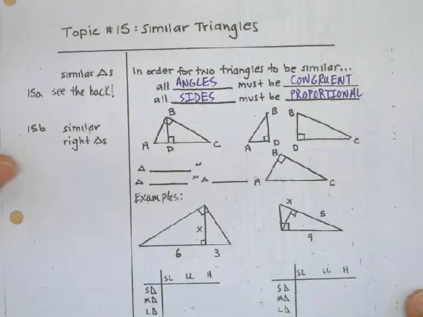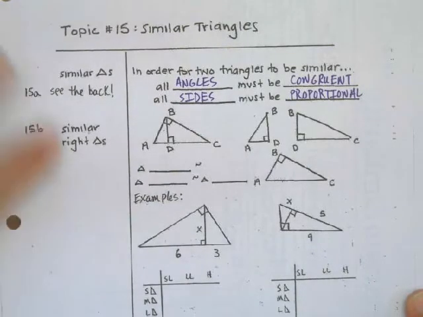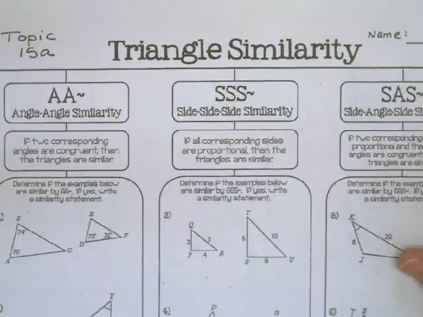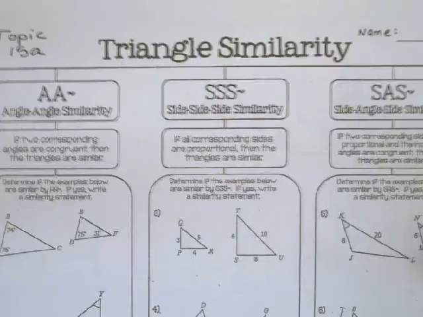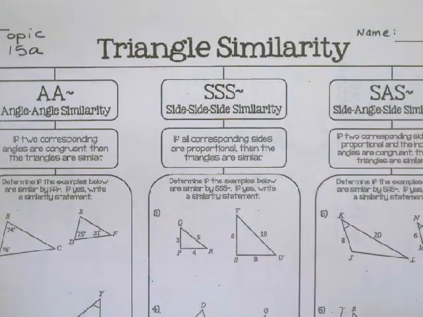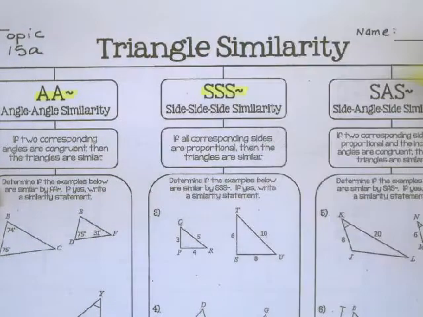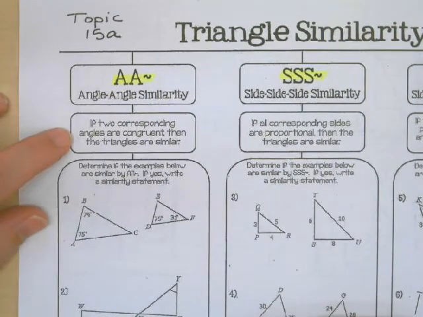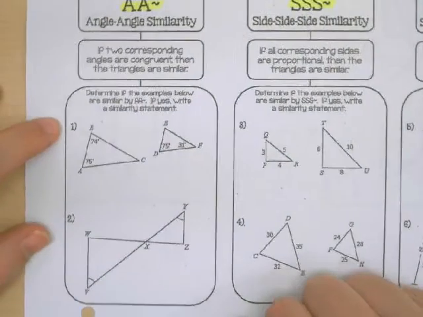But we have a few shortcuts that we can use. On the back of these notes, we've got the three similarity shortcuts. We've got AA, which stands for angle, angle, SSS, which stands for side, side, side, and SAS, which stands for side, angle, side. AA similarity says if two corresponding angles are congruent, then the triangles are similar. So let's go down to example 1.